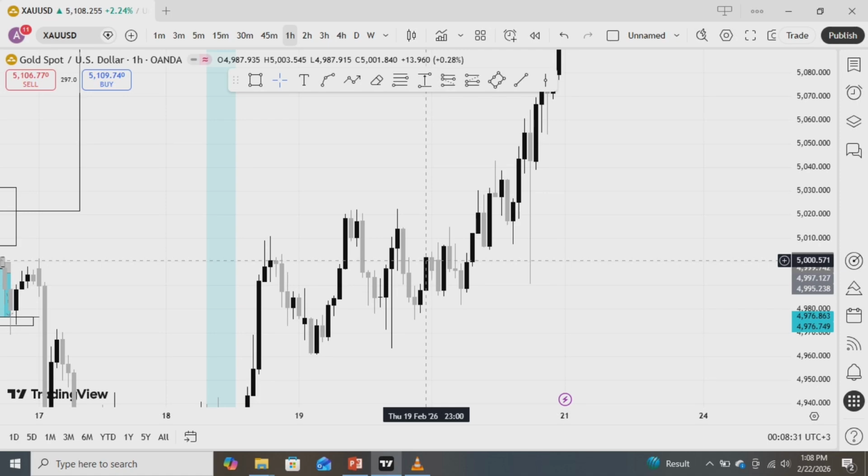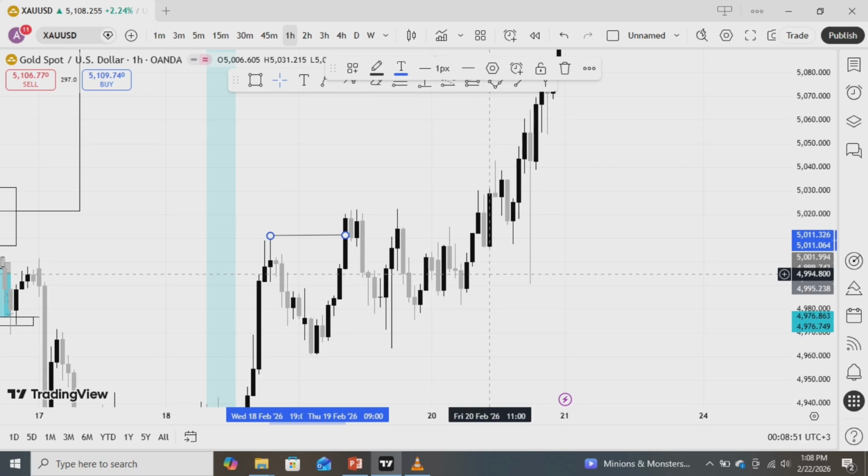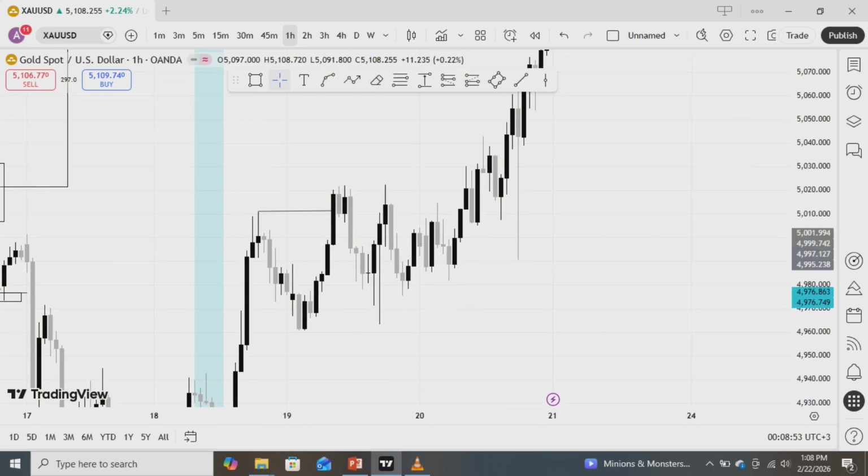So as I told you before, if it takes higher highs, the market is in a bullish momentum, but if it takes lower lows, it's in a bearish momentum. So let's see this market structure here in the gold market. As you see here, the market is taking higher highs. Let me show you something.